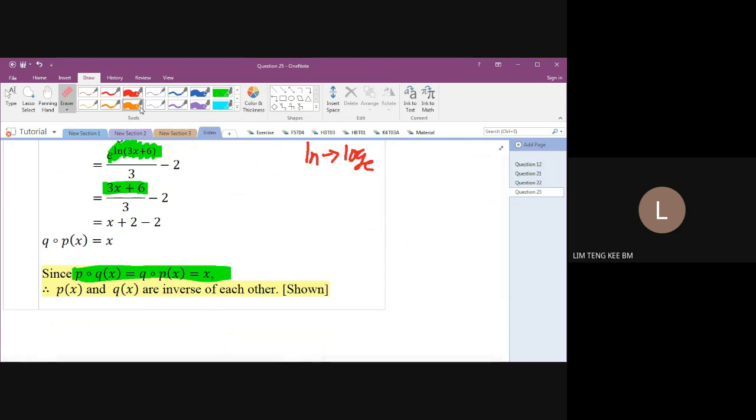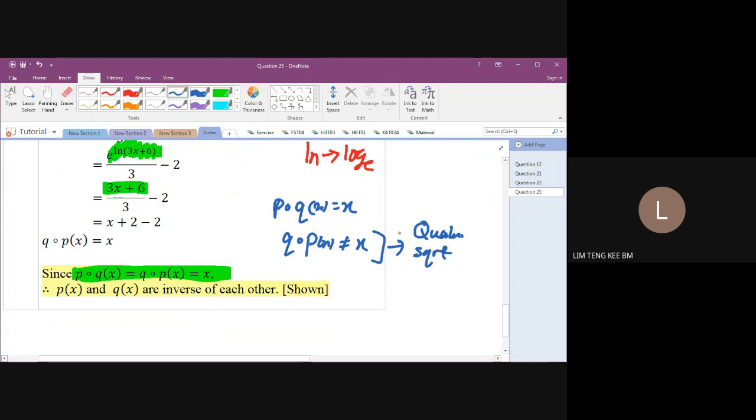Why do we need to check both ways? Because in some situations, you may find that PQ equals x, but QP is not equal to x. This is very often seen in the case of quadratics and square roots. They may not be inverse of each other all the time. So this is the solution we have for question 25.